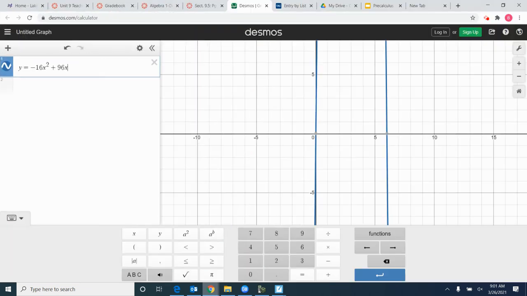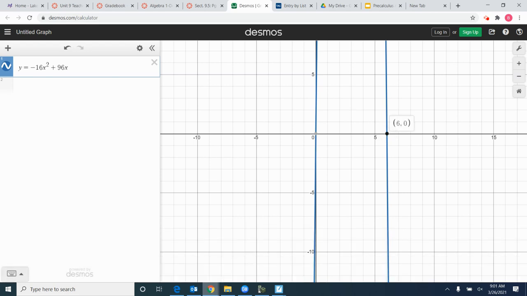Okay, let me do this full screen now. All right, it says, what did it say? How long does it take for the rocket to return to the ground? Well, you can tell me from here. At 0 is when it takes off in the air. When does it hit the ground? At how many seconds? It's where the y is 0, where the height is 0. So it's going to be at this point right here. So it's 6 seconds.